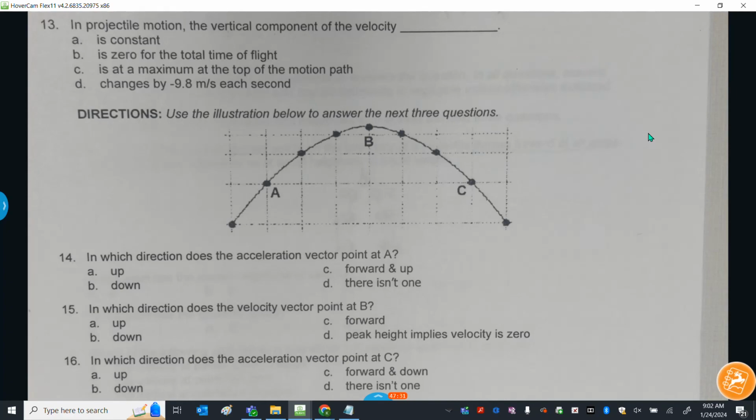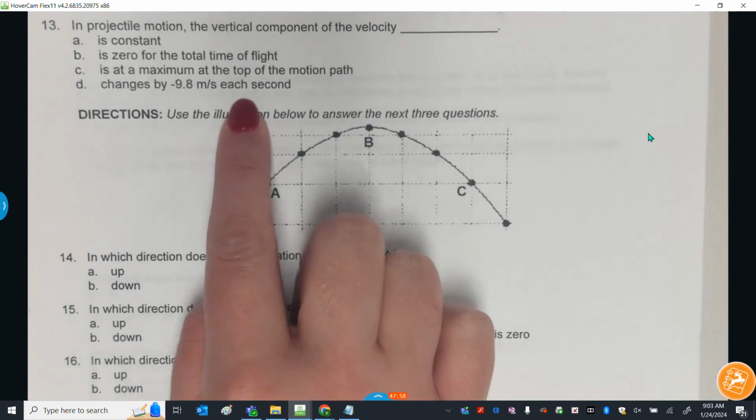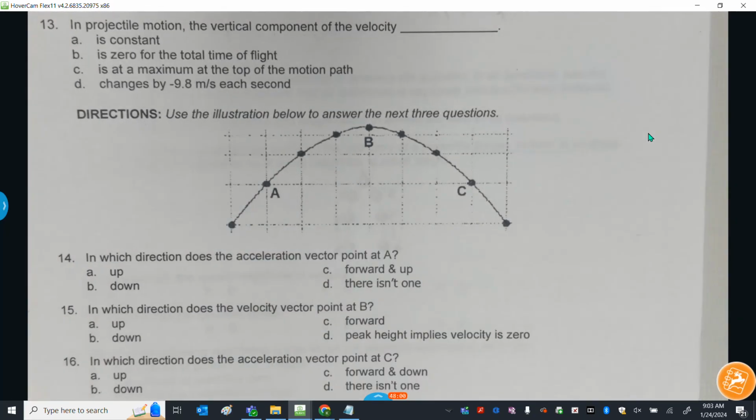We're not going to say that it's 0 because it's not. At the top of its path, your vertical component's not at a maximum, instead it's at a minimum. So the only choice left is D. It changes by negative 9.8 meters per second each second. That is your vertical acceleration. That's gravity right there, your gravitational acceleration. And almost all of you got that right. There were a couple people that missed it. I don't know if you misread it and thought it said horizontal or what happened, but the only answer to number 13 that makes any sense is D.